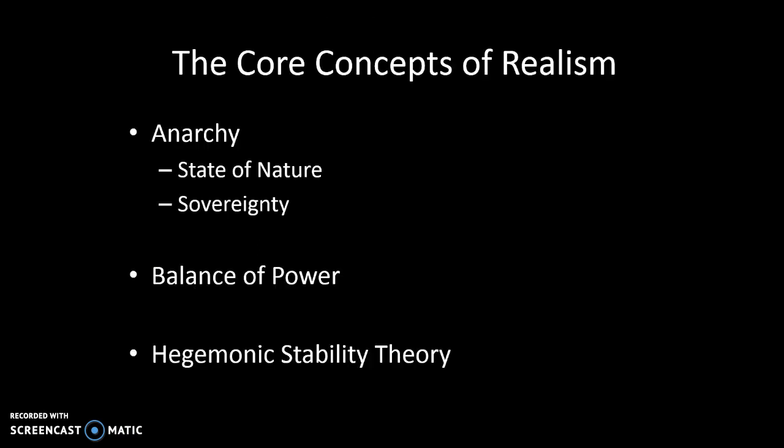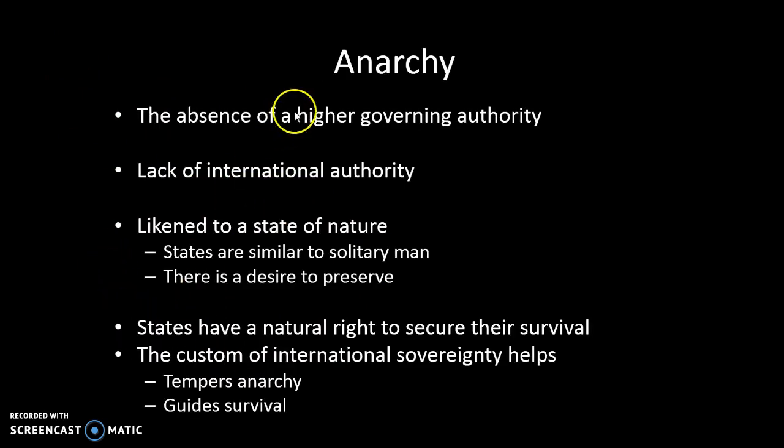So, if we go back to the core concepts of realism, there's a few things you need to think about. Anarchy, as encapsulated in the state of nature and sovereignty, the balance of power, and hegemonic stability theory. I was very clear in class that anarchy in international relations has a very specific definition, so do make sure that you understand what it means. In short, it is the absence of a higher governing authority. This lack of authority comes from the fact that there is nobody in charge of the international system, and we talked about this at length during class.